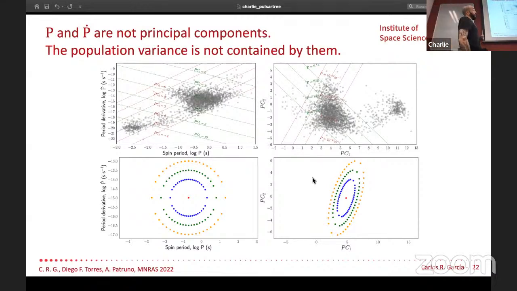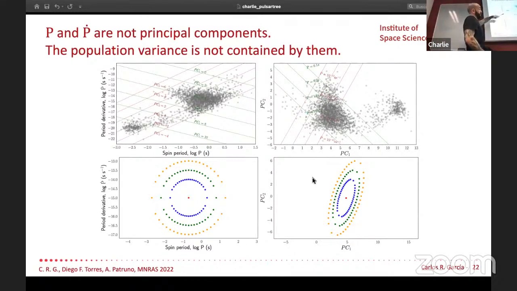So if you take these last two equations and you create a circle making synthetic pulsars with fake values, and you follow the equation of a circle, and then you translate this circle to the PC1, PC2 plane, you see how the shape of the circle is transformed into a rotating ellipse. So this means that the relationship that you see here in the spin period and spin period derivative plane is not the same relationship that you can extract when you use the PC1, PC2 plane.